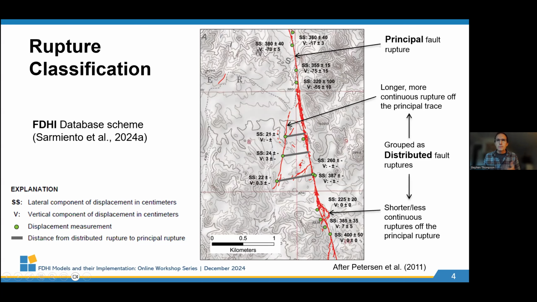For the principal rupture, again, it really distinguishes itself in many, many cases based on the longer, more continuous through-going trace, as well as the larger displacements. And so here in the figure, we see the recorded lateral or strike slip. So these are the SS measurements in centimeters. In this reach of the Hector Mine rupture, these are multi-meter principal displacements. They really distinguish themselves from the amounts of displacement that are measured on those distributed ruptures, which are on the order of 10% or less, on average, in the strike slip database scheme.